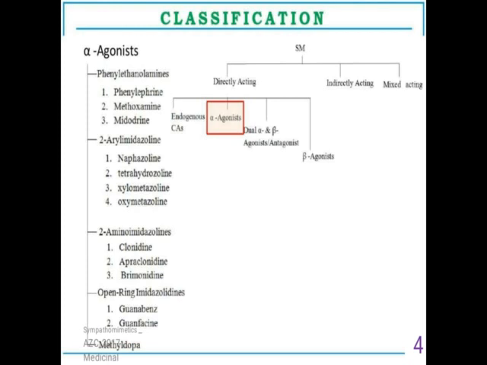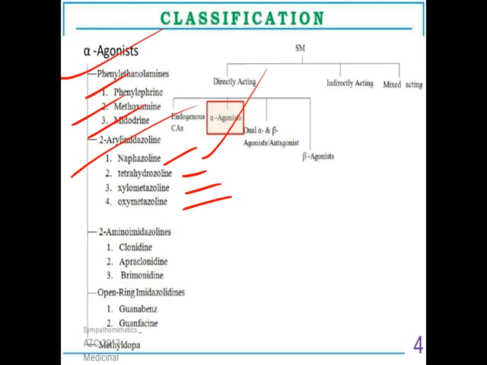Then the second part is the alpha agonist activity, or the drugs which have alpha agonist activity. Due to the phenylethylamine, which is the basic nucleus, we have phenylephrine, methoxamine, midodrine; these are the drugs. Then due to the aryl imidazoline or imidazoline structure, there are naphazoline, tetrahydrozoline, xylometazoline, oxymetazoline. Then 2-amino imidazoline, that is clonidine, apraclonidine, brimonidine; these are the structures.